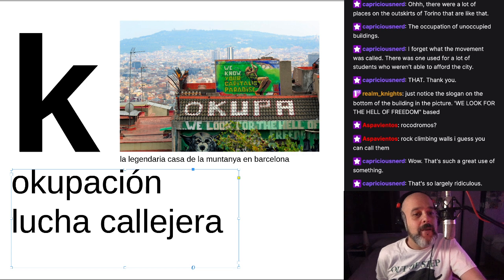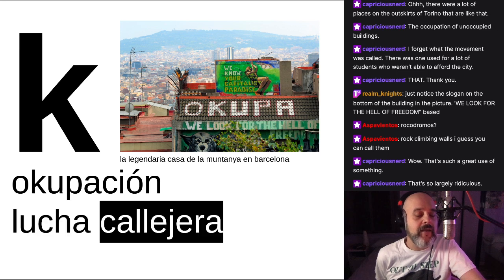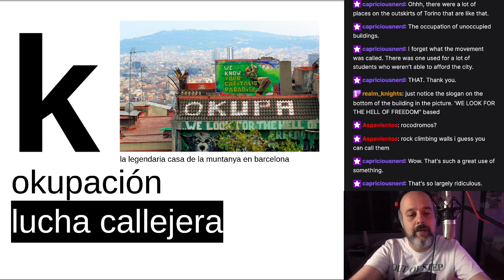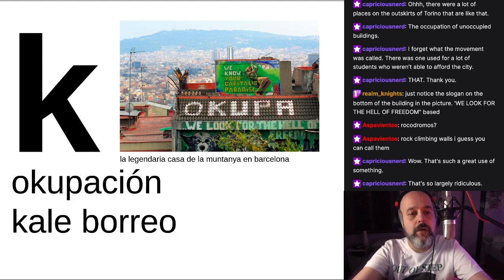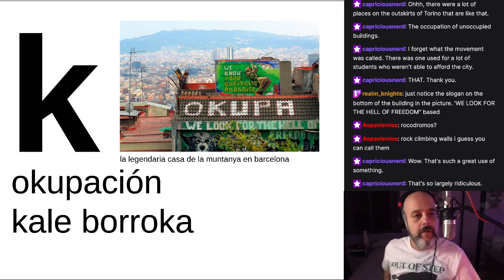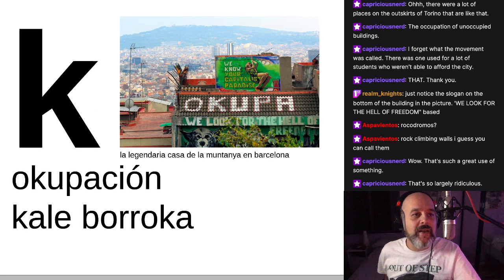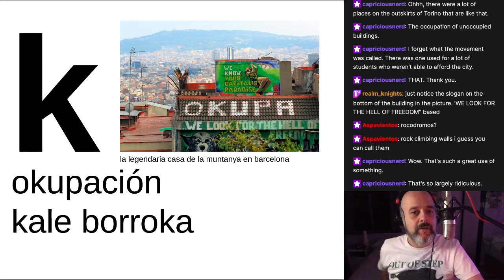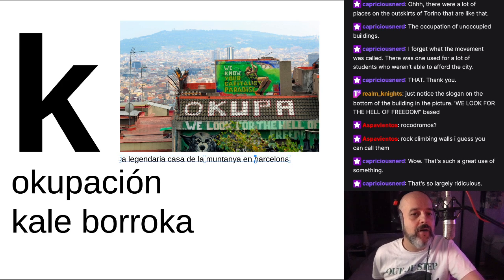So, Ocupación and Kale Borroca, which is lucha callejera: lucha, struggle, callejera, in the street. If you write it in the Basque language, it writes Kale Borroca, which was also criminalized by the Spanish state. No surprise there. It was basically people fighting in the streets, you know, protesting the hard way.